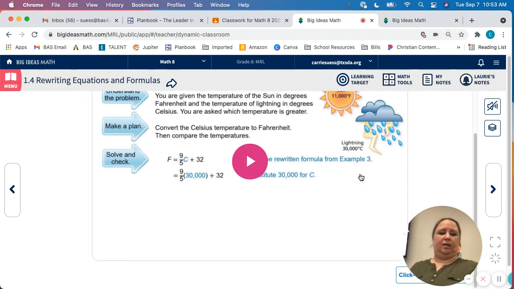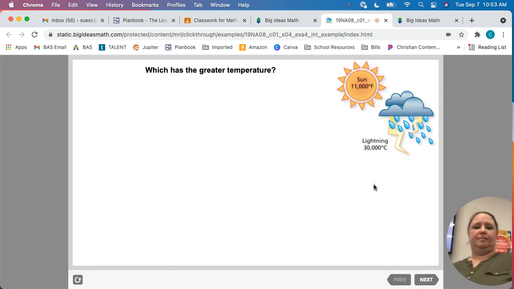All right, 8th grade, we got to do our last example. Ready, 8th grade? Journals, example 4. So which has a greater temperature, the sun at 11,000 degrees Fahrenheit or lightning at 30,000 degrees Celsius? Off the top of your head, can you guess which one is hotter? Yes, Aaron? The sun. Let's find out.